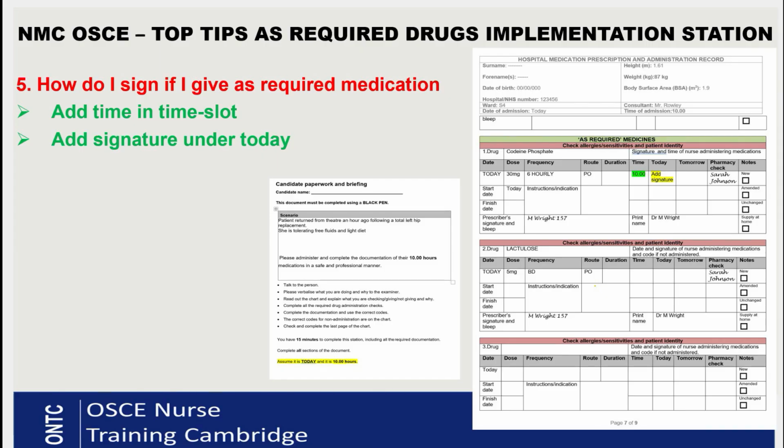Number 5 now: how do I document an as required drug if I give it? So how do you document in this section? Say you have given this drug, codeine phosphate, to your patient. How do you record it? Imagine your patient was in a lot of pain, there was paracetamol in the regular section, or for whatever reason the patient needs more medication for analgesia, and you decided to give codeine as well because it's okay to give alongside paracetamol. I'm just giving you an example.